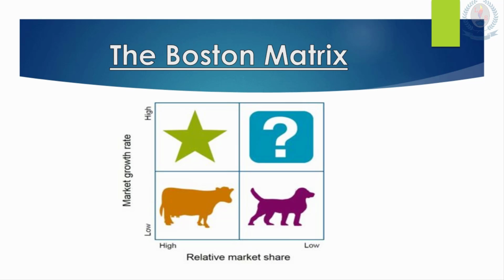Okay. Now we are going to discuss stars, cash cows, question marks, and dogs in detail. What do they imply? What is the meaning of that? What are the features which we can identify in each type of category? So let's discuss it.